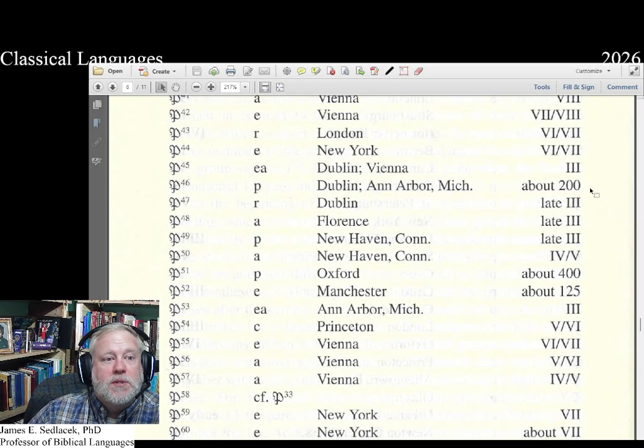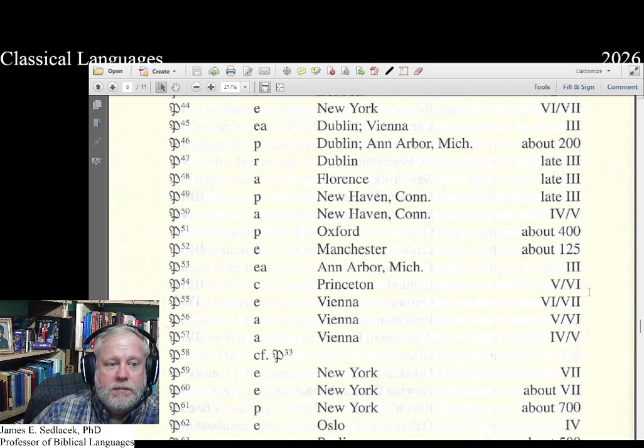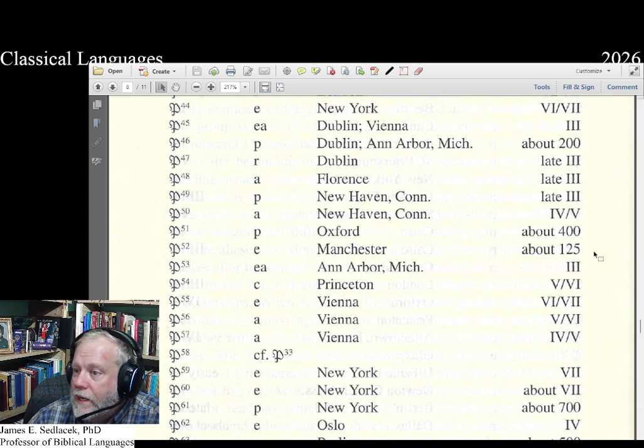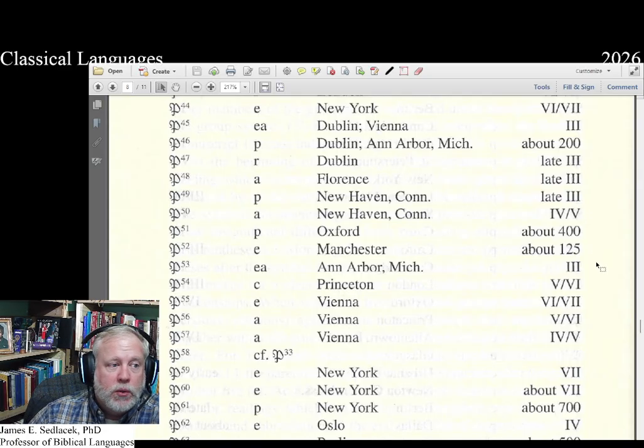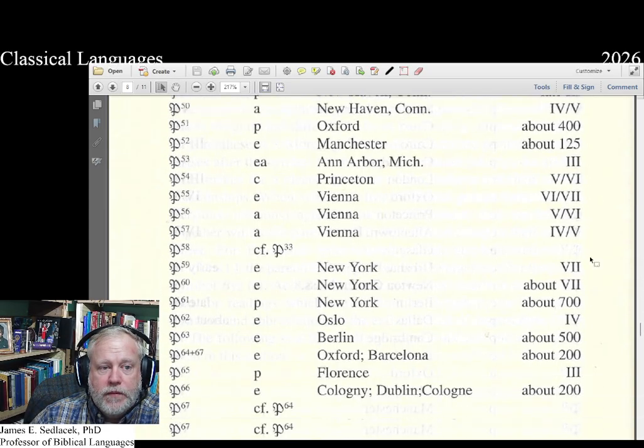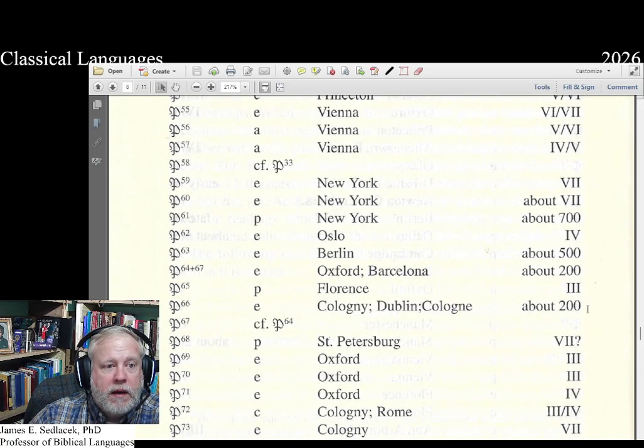Because the next one is about 200, P46. I think that's one of the Chester Beatties, if I'm not mistaken. And this one here is the John Rylands 125. I'm comfortable with 125. It doesn't change anything I do if it really is 170. So I always find that debate humorous. Big debate, and they moved it 40 years or so, 45 years. Okay. This one's about 200.